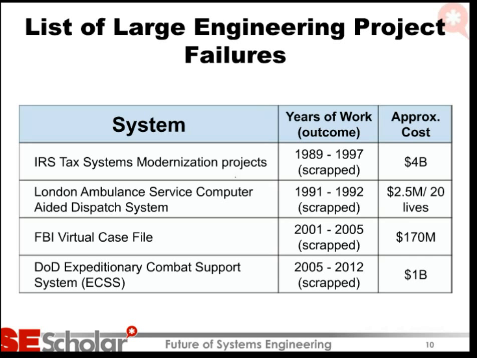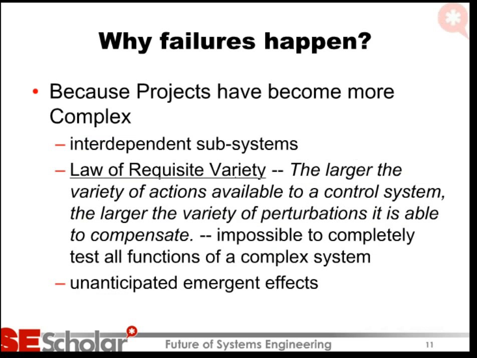FBI virtual case file in the early 2000s had to be scrapped because it was unusable, and the same with the DoD expeditionary combat support system, which had to be scrapped even after $1 billion worth of work. What is it? You think to yourself, wait a minute, we were able to put a man on the moon, and we can't get an ambulance system to work?